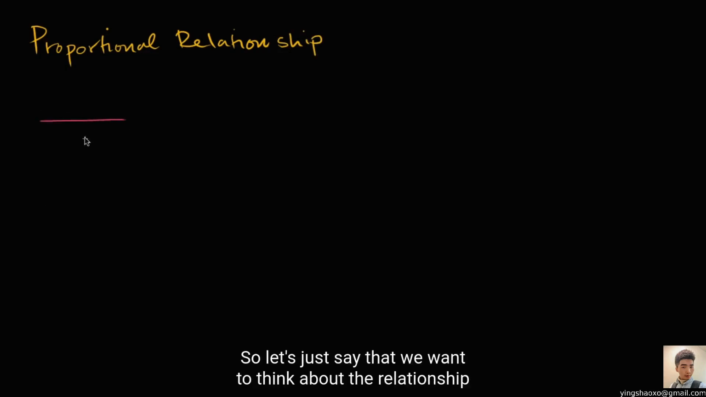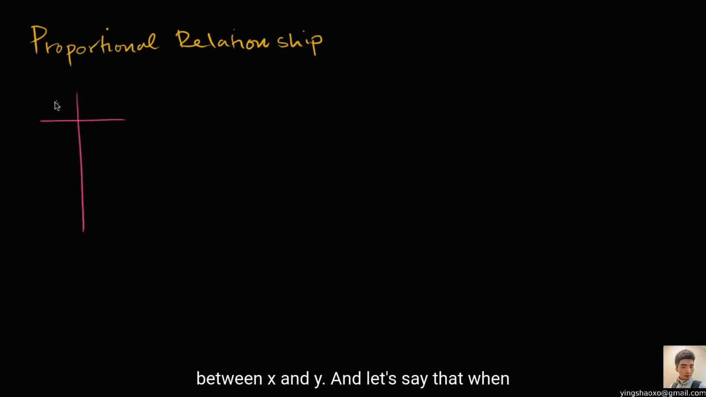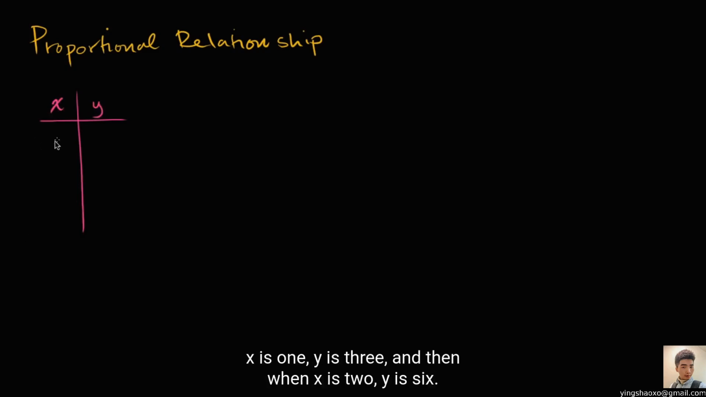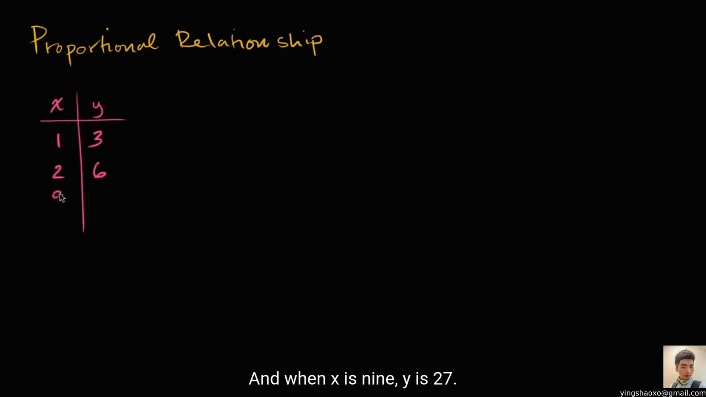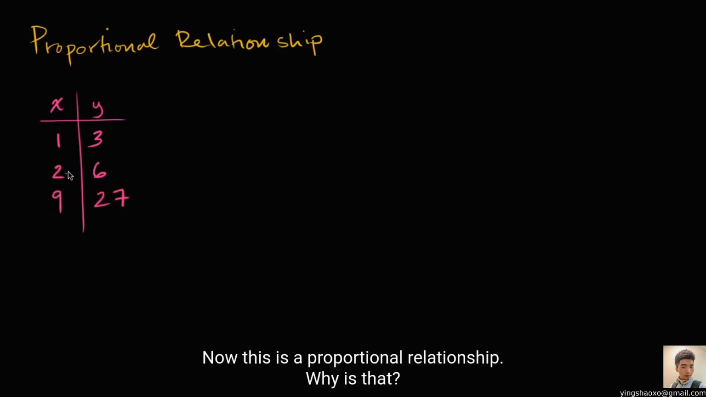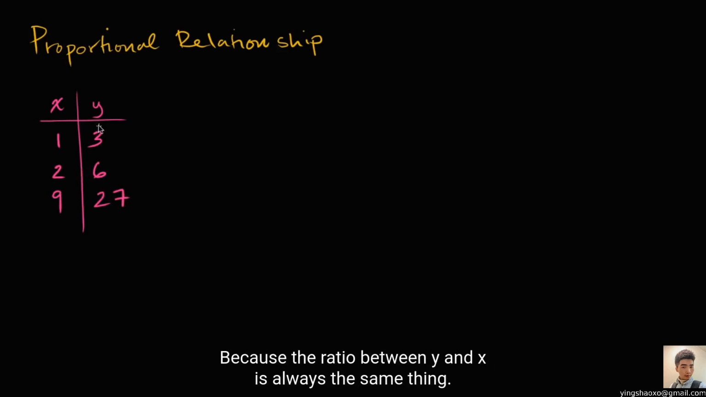Let's say that we want to think about the relationship between x and y. And let's say that when x is 1, y is 3. And then when x is 2, y is 6. And when x is 9, y is 27. Now this is a proportional relationship. Why is that? Because the ratio between y and x is always the same thing.